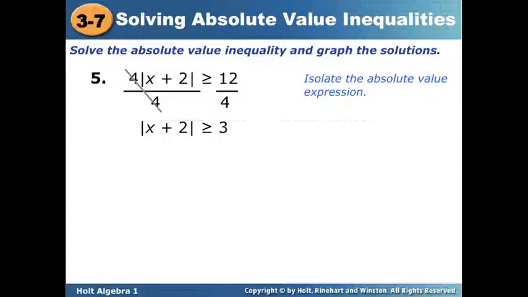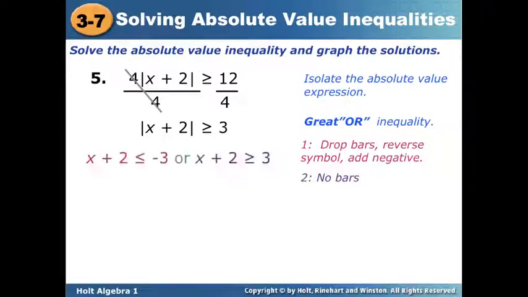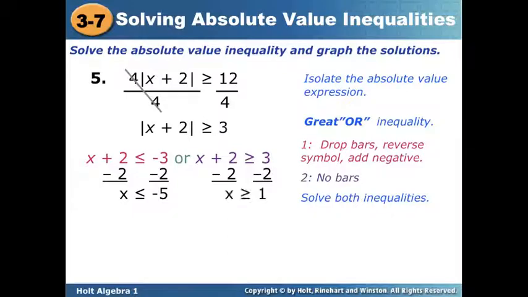Let's check your answers. It is a great OR problem because of the greater than symbol. So the first inequality you should have written as x plus 2 is less than or equal to negative 3. Reverse the direction of the symbol and make the 3 negative. Or x plus 2 is greater than or equal to positive 3. Check your solutions when you solve. You should have subtracted 2 to find that x was less than or equal to negative 5, or x is greater than or equal to positive 1.